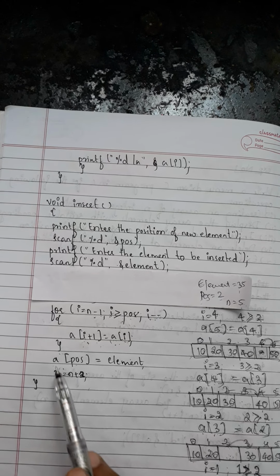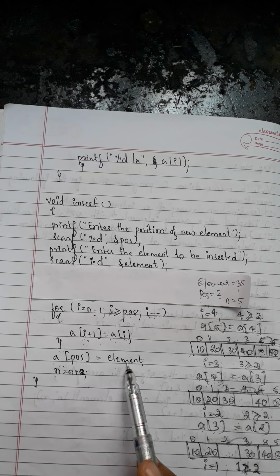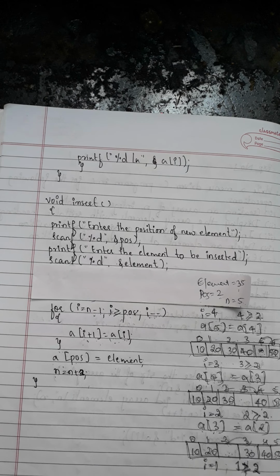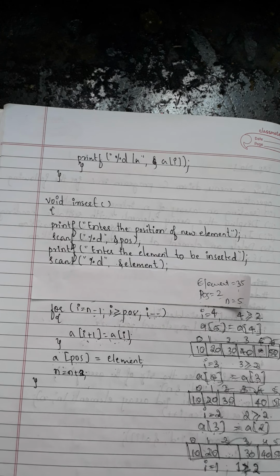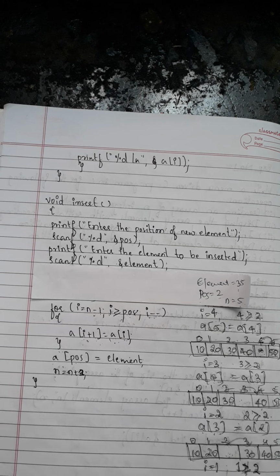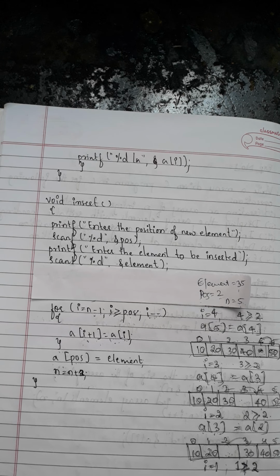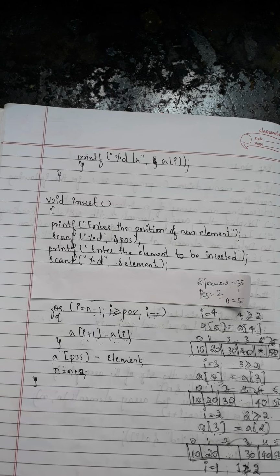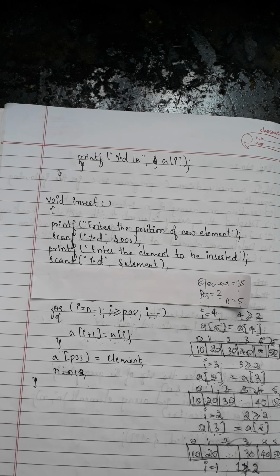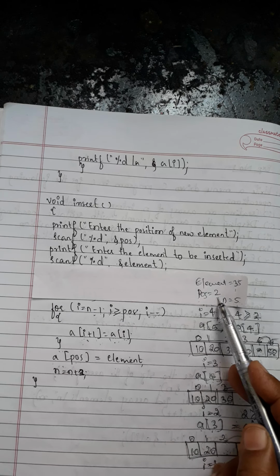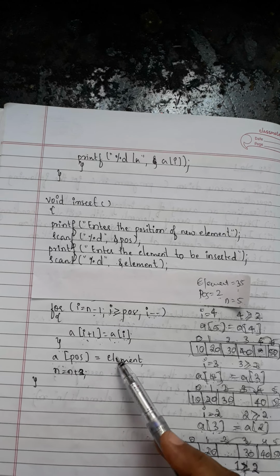So we have a new statement here, A of pos equal to element. Using this statement, the new element is inserted at its proper position, that is A of 2 equal to 35. So the array after the inserted element is 10, 20, 35, 30, 40, 50. As the new element is inserted, the size of the array is incremented by 1. So here we have n equal to n plus 1, which is 5 plus 1, that is 6. So this is how the new element 35 is inserted at position 2 using this particular function insert.